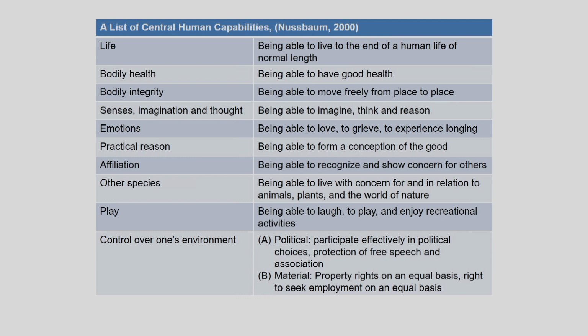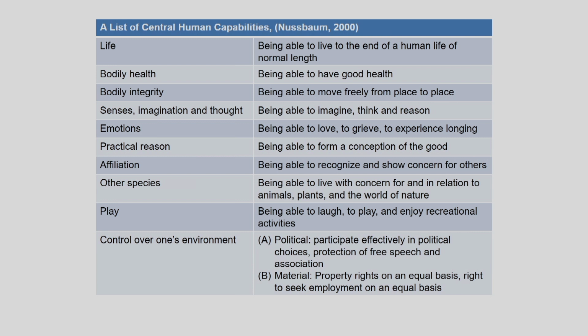Professor Amartya Sen never came up with a list of capabilities that are central to human development, whereas Nussbaum came up with a list of central human capabilities which will add to human development, and they are as follows, as is being shown on your slide. The first one is life, which is that one should be able to live to the end of a human life of normal length, or in other words, not die prematurely. So, that is one of the central human capabilities of being able to lead a good life, a healthy life, and not facing a premature death.